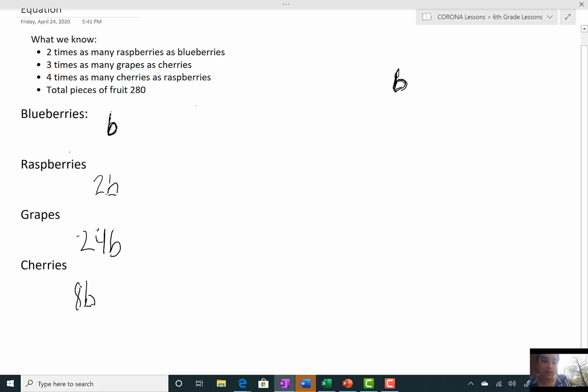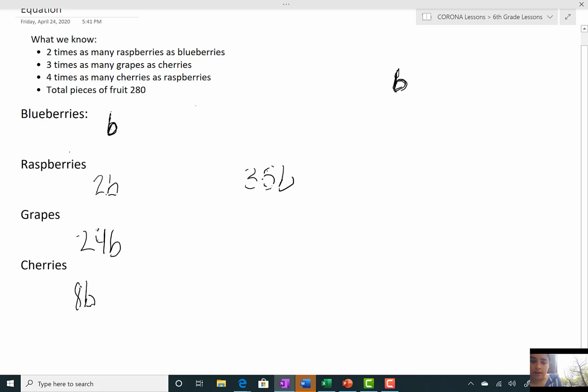So now I got a lot of B's. Let's add them up. Remember, B is the same thing as 1B, so we're counting that as 1. B plus 2B is 3B. 24B plus 3B is 27B. And 27B plus 8B is 35B. So these are the total amount of fruits.